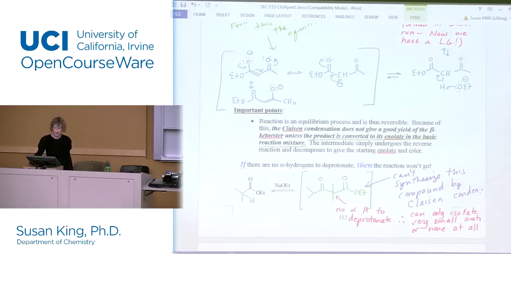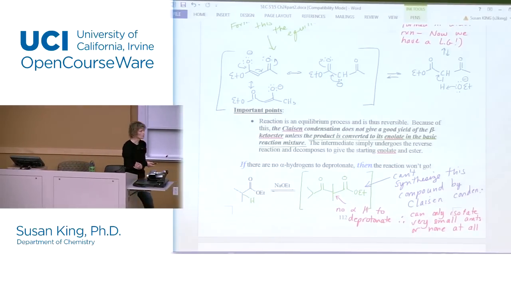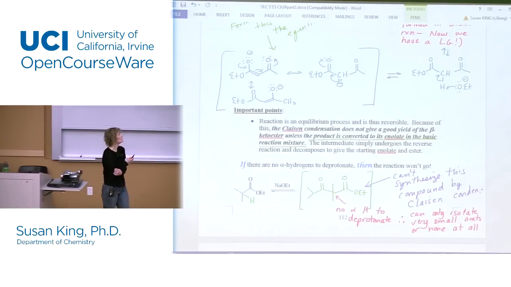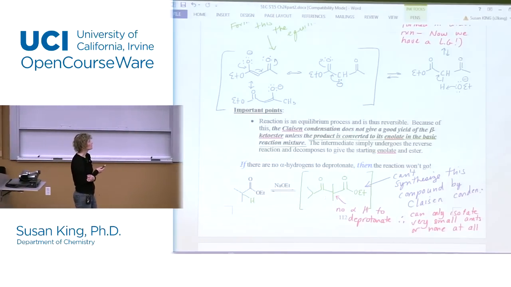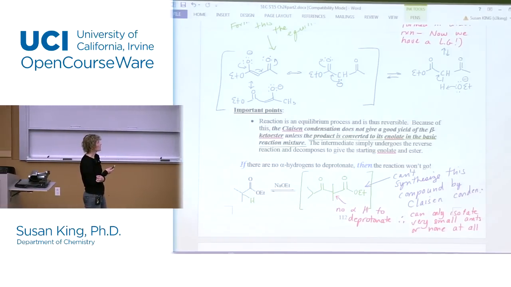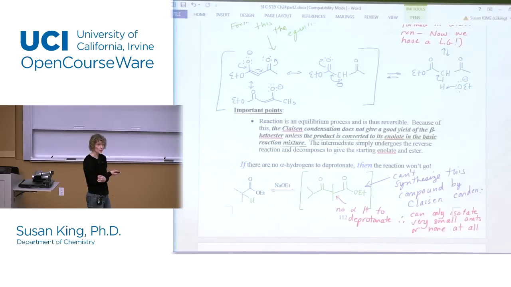How could you synthesize that compound but not using a Claisen? What could you do? How would you do that? How about making this without the methyls here and alkylating twice, like we did at the end of chapter 23, right? So that's the way you could do it.